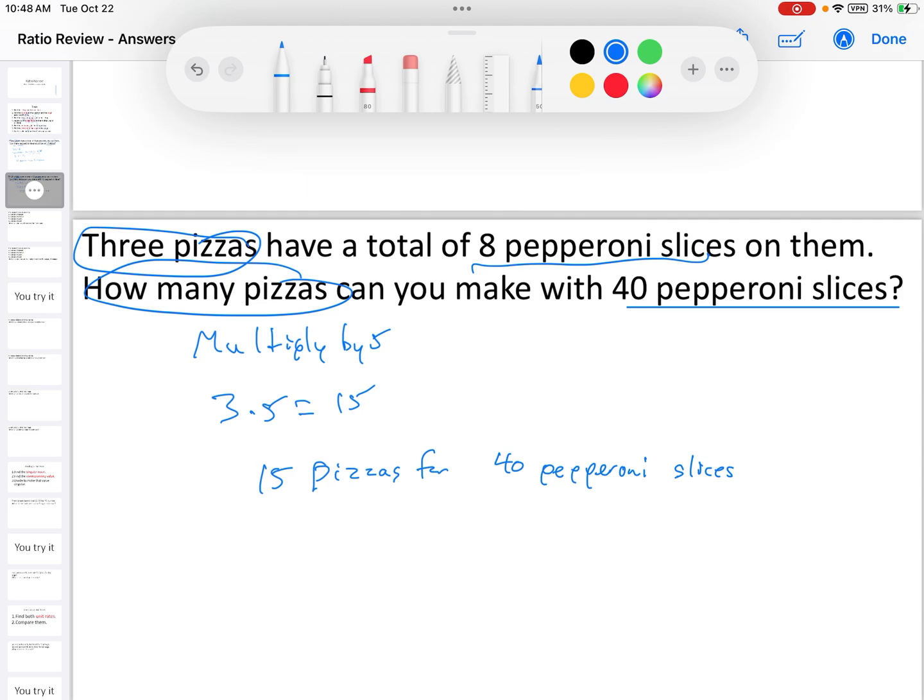You find the corresponding things, 8 pepperoni slices, 40 pepperoni slices. How do you go from one to the other? That is your scale factor. That's what you're going to do. And you find what it's asking for, you find the information, and you do that to the information. The scale factor is multiplied by 5. The information is 3 pizzas, 3 times 5.